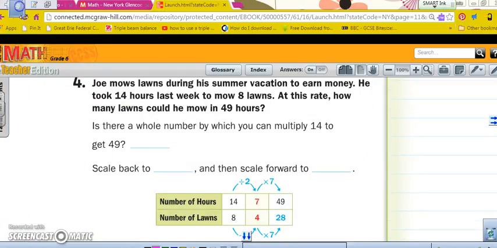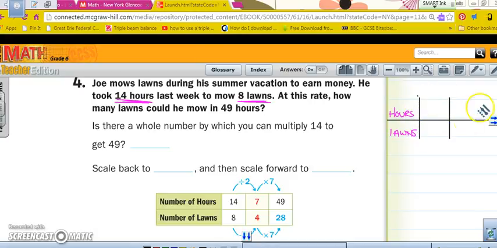Joe mows lawns during the summer vacation to earn money. He took 14 hours last week to mow 8 lawns. So the things we're talking about are hours and lawns. And again, these numbers don't go anywhere. They have to go in specific spots in the same category.